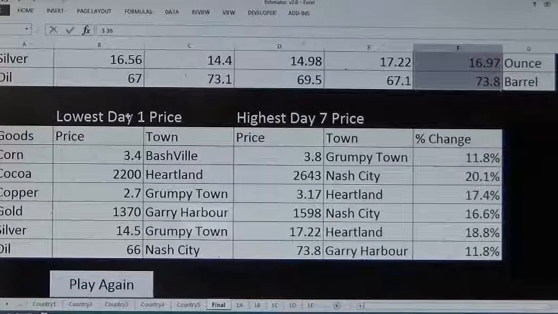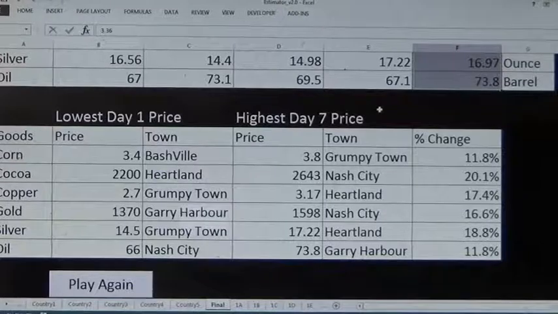So we got the lowest day 1 price. If you're smart, you'll buy your goods at the lowest possible price. So if you bought corn, you would buy it at Bashville. If you bought cocoa, you'd get it at Heartland, copper from Grumpy Town, gold from Gary Harbour, silver from Grumpy Town, and oil from Nash City.